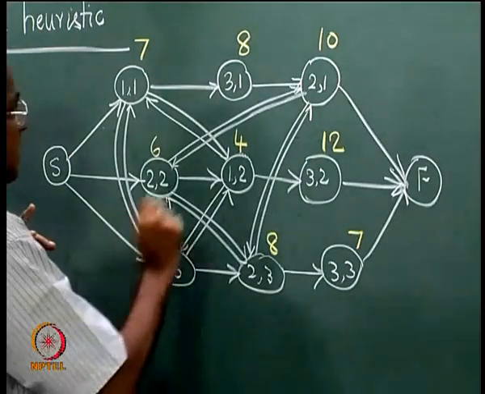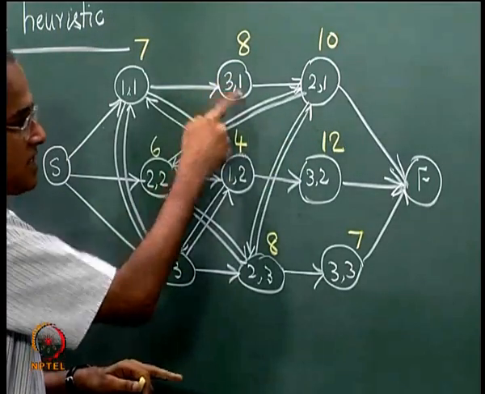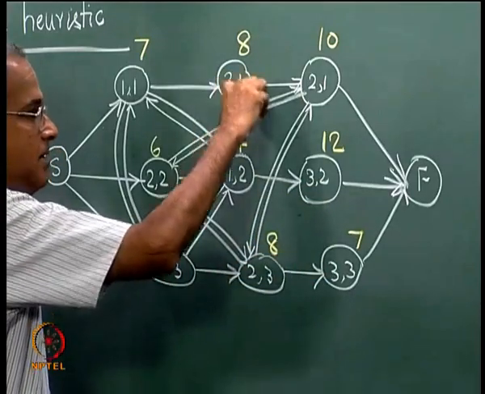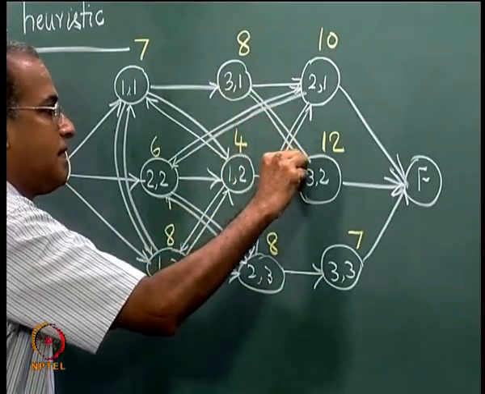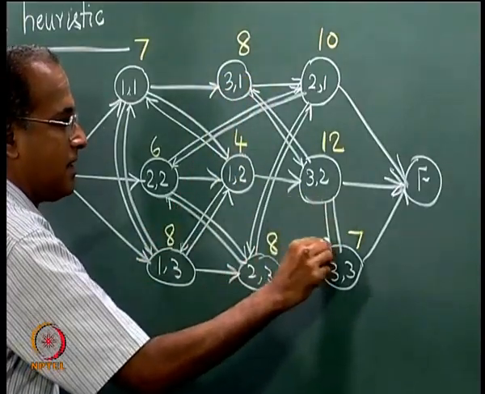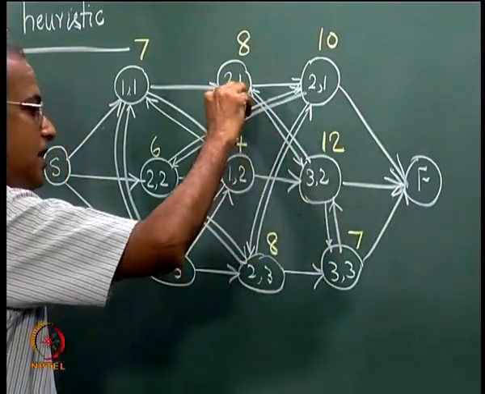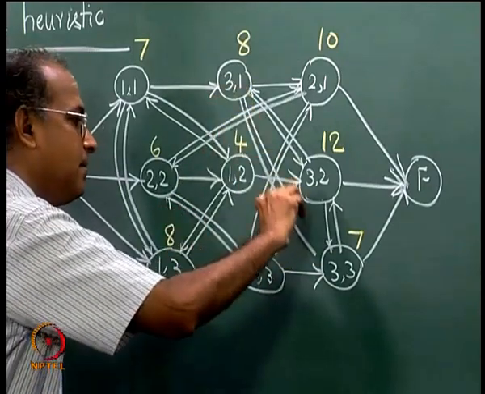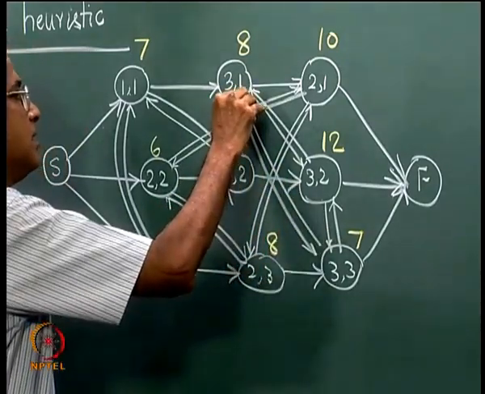Now, similarly for machine 3, machine 3 figures in 3 different places here. So we will have one set like this, we will have one set like this, and we will have the third set like this.